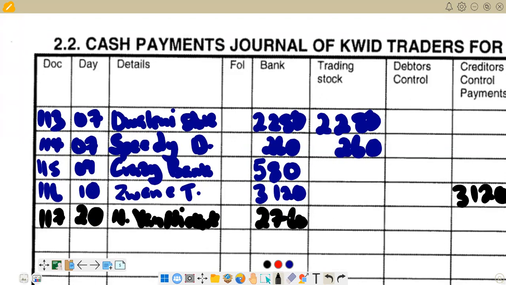And we said this is also going to affect our debtors control, since this person is a debtor, so we've got also 2,760 coming in this column. So the two accounts have been entered, so we can go and proceed with the next transaction that we have.